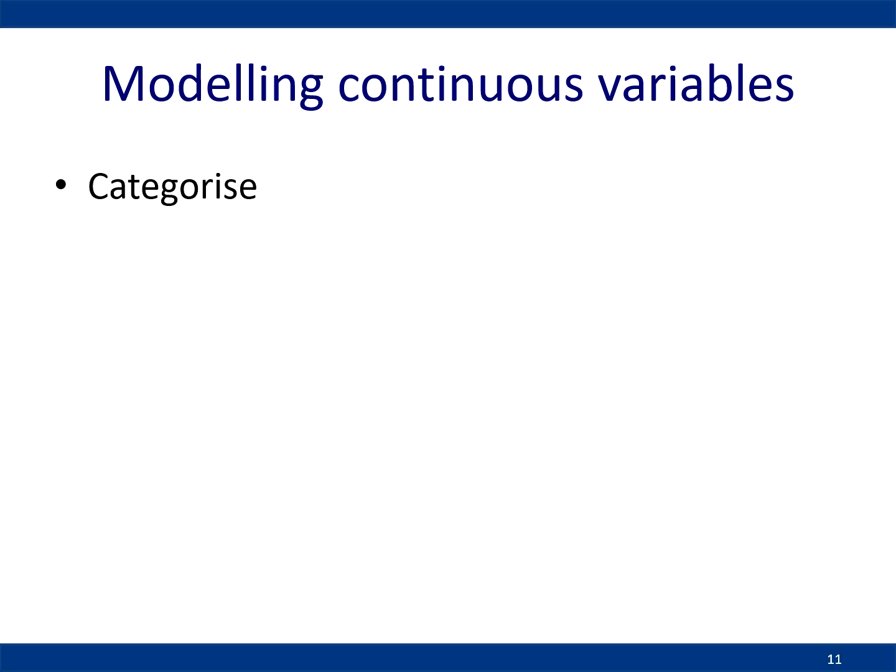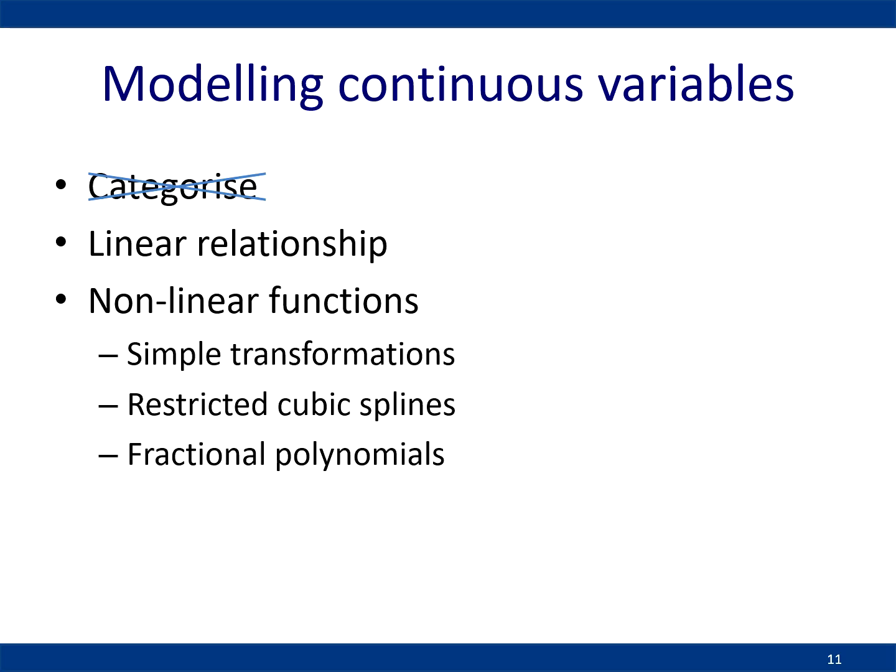So let's now look at how we can model continuous variables. I've already said that we shouldn't categorize them, so what other options do we have? Well, the first is to assume a linear relationship between the predictor and the outcome, and that's not always realistic, so we can look at modeling the variables non-linearly, and some options include simple transformations, using restricted cubic splines and also fractional polynomials, which I'll discuss now.